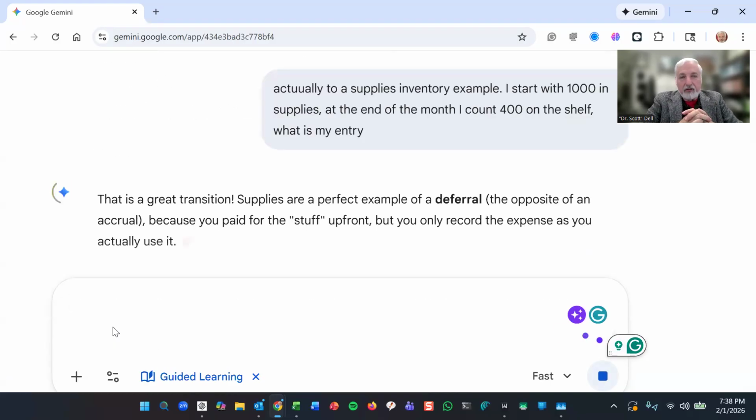And let's see if it'll give us an entry, it'll help us process it. Okay, great transition. Supplies are a perfect example of a deferral, the opposite of an accrual. Deferrals and accruals are the two things. Accruals, by the way, are estimates.